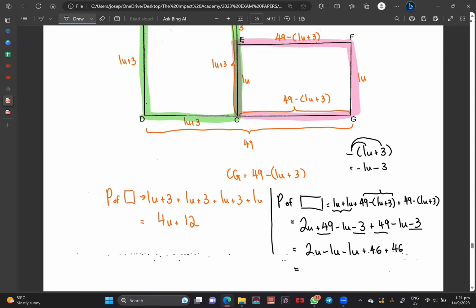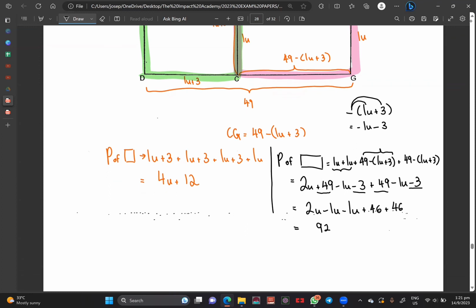Over here, 2 units minus 1 unit minus 1 unit, so basically it's nothing. 46 plus 46 gives me 92. What I'm trying to tell you is that the perimeter of the square is equal to the perimeter of the rectangle. So we write down 4 units plus 12 is equal to 92. 4 units is equal to 92 minus 12. 4 units is actually equal to 80. We always want to find our Mr. Greenman, which is equal to 20. So we know that 1 unit is equal to 20.